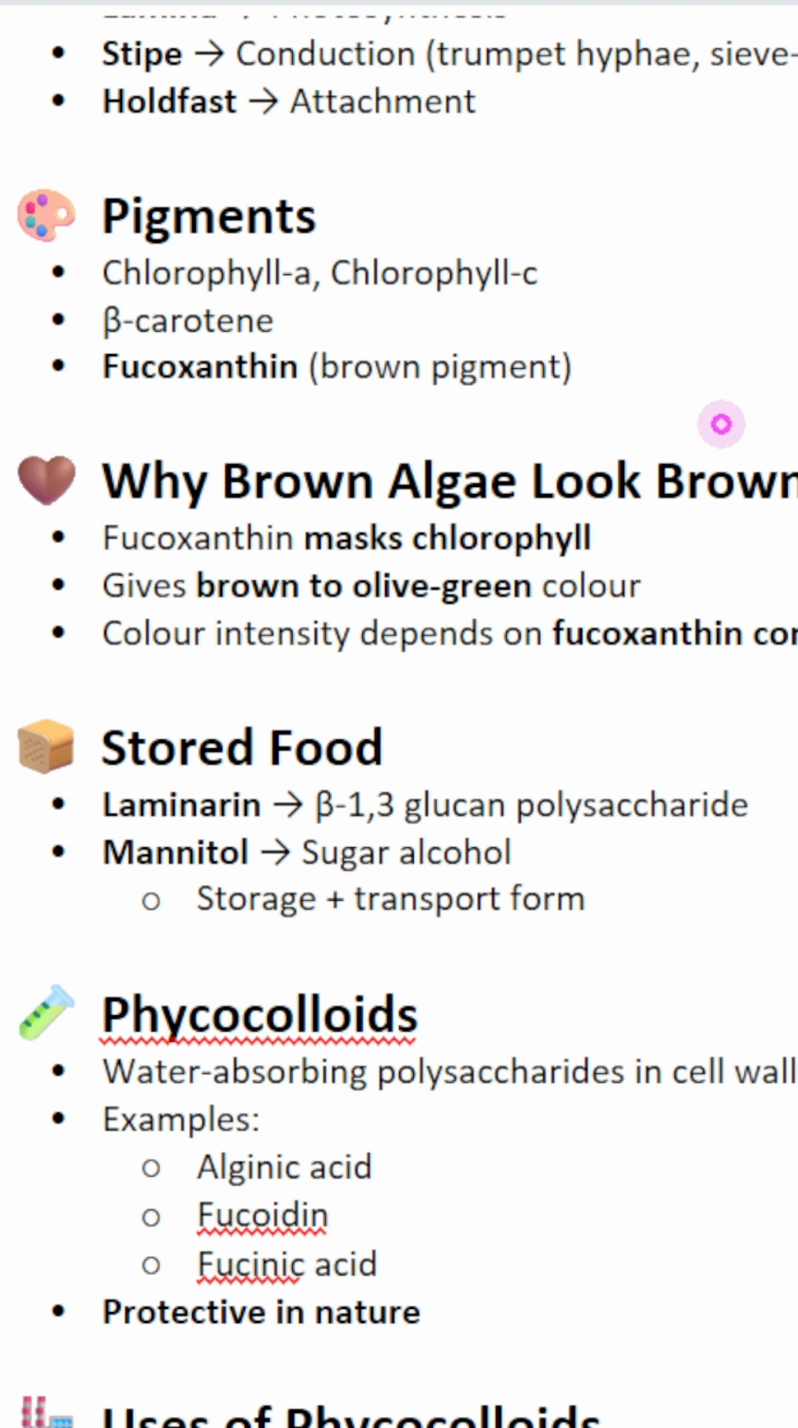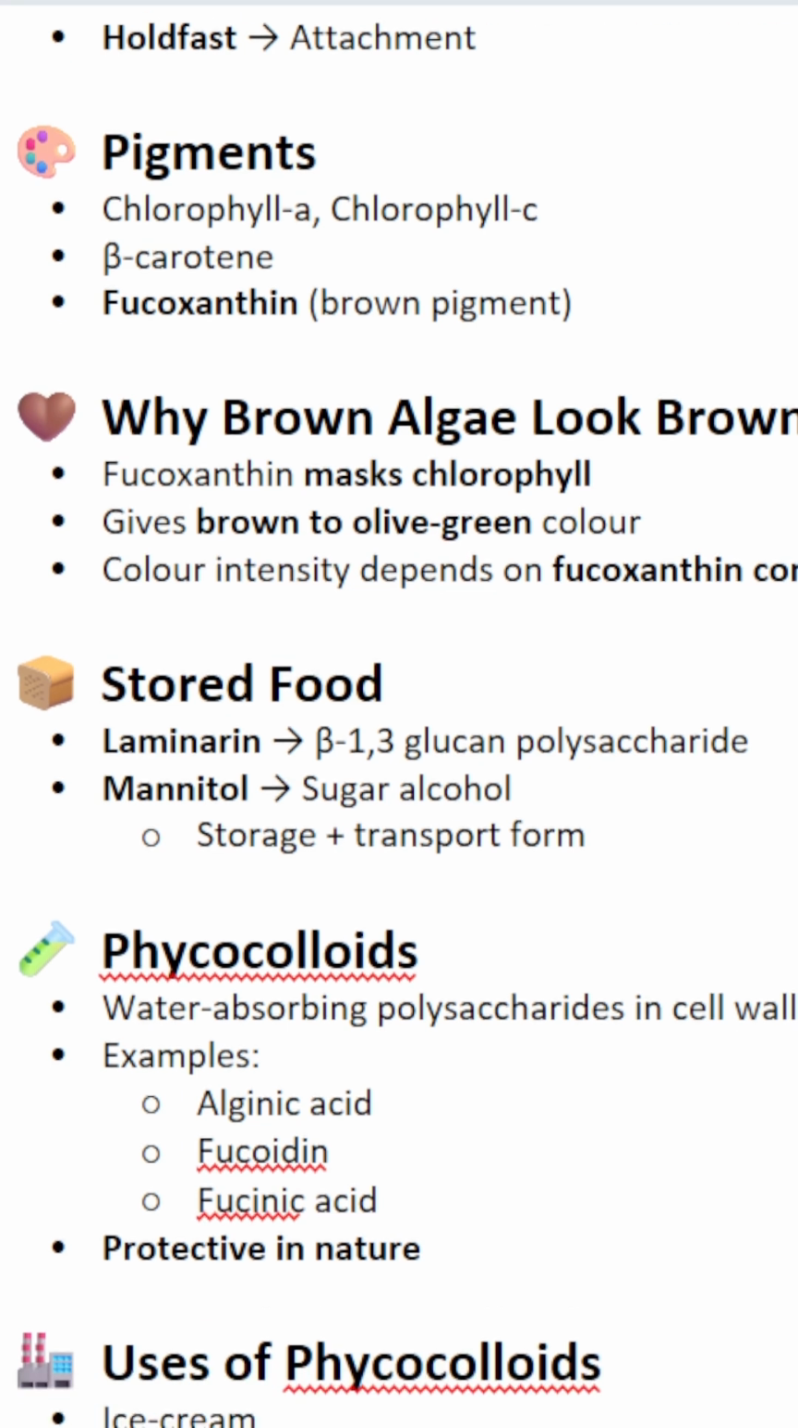Why do brown algae look brown? Because fucoxanthin is present in larger amounts, and it masks the chlorophyll, so fucoxanthin provides the body coloration. It gives a brown to olive green color. Fucoxanthin is the main pigment that provides the coloration for brown algae, from brown to olive green in nature. Okay, now let's move on to stored food material.